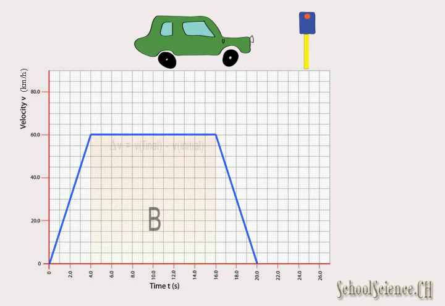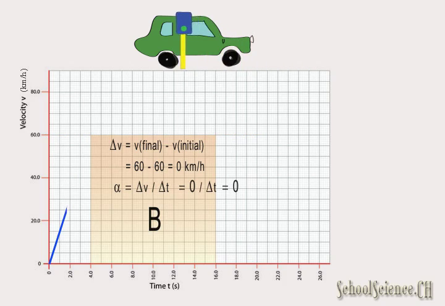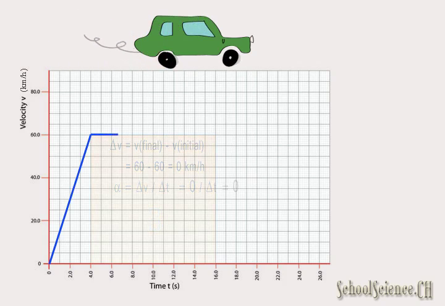In section B, delta v equals 60 minus 60 equals 0. Therefore, the acceleration equals 0 divided by delta t, which is still 0. We do not need to know the time interval. If the velocity does not change, the acceleration is always 0.